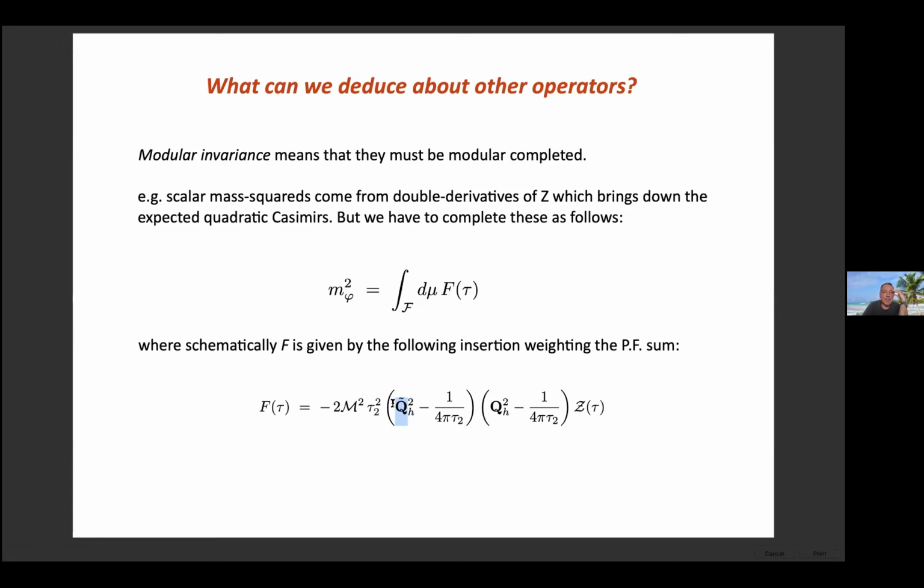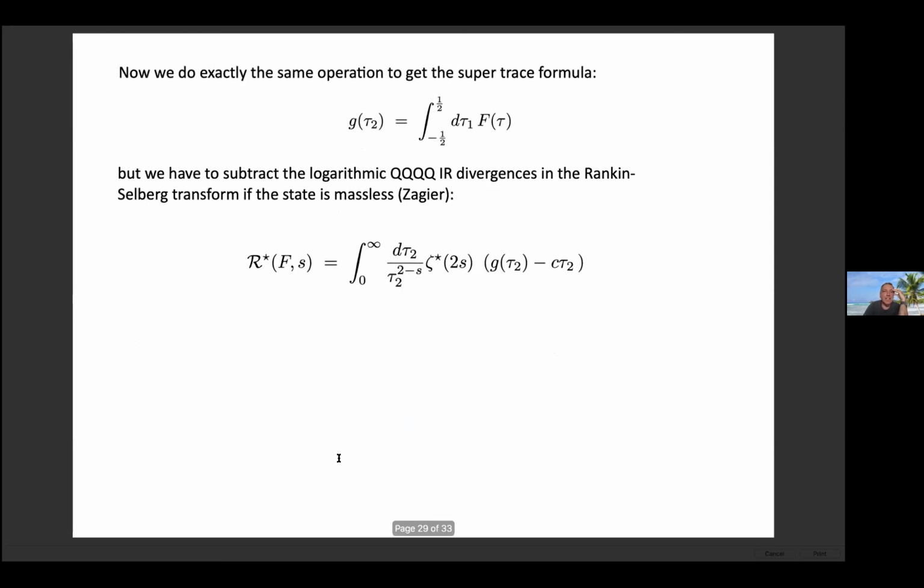And so what happens is, if I pull down, say, this is for the left moving q squared, I have to modular complete it with a right moving q squared and some 1 over 4 pi tau 2. This object with that insertion, so I'm being a little bit schematic, but you take the Z, you put in this operator, you put in that particular combination of q's, that thing is a modular invariant combination. So I can use the Rankin-Selberg transform for that. And that's what the Higgs mass squared should come in.